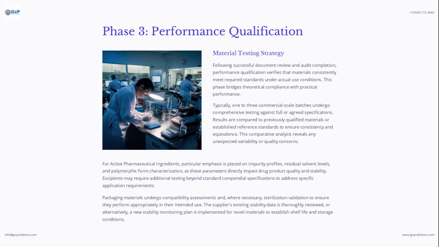Performance qualification involves rigorous testing of materials to ensure they meet quality standards. This phase bridges theoretical compliance with practical application, ensuring supplier reliability.